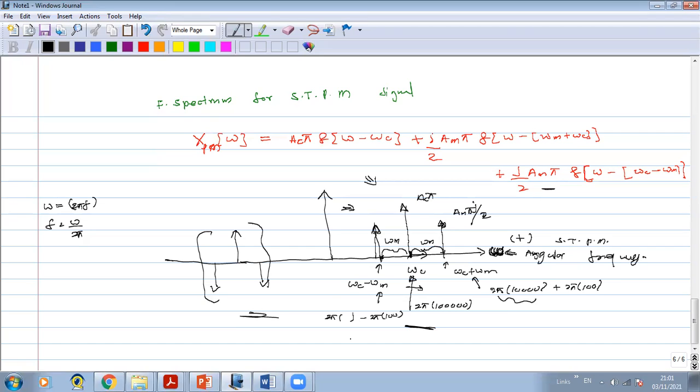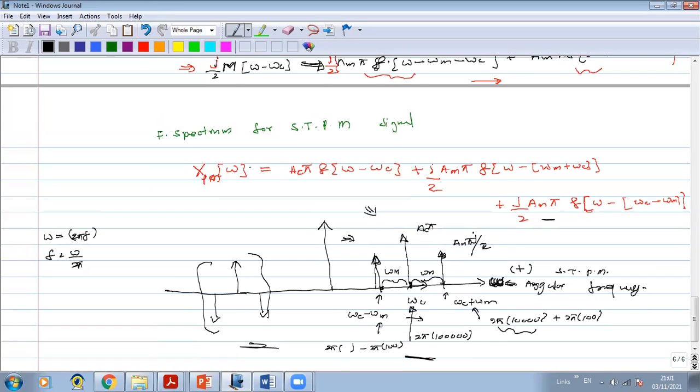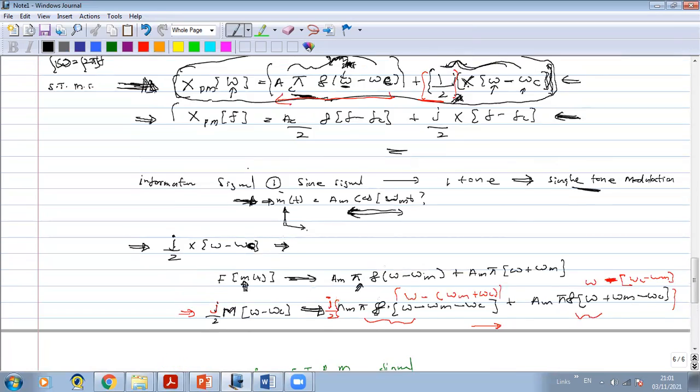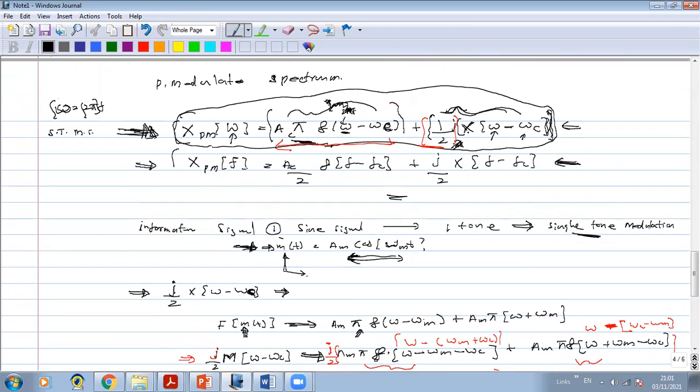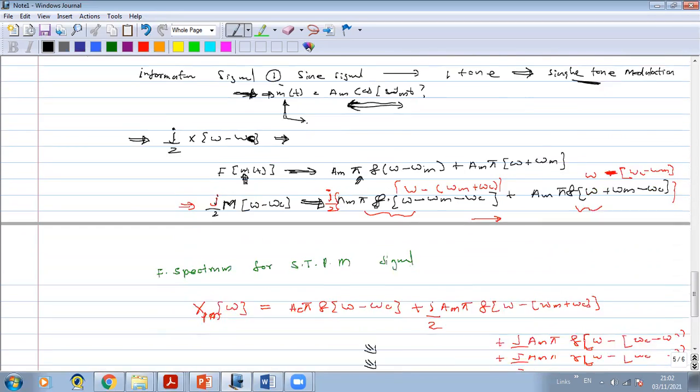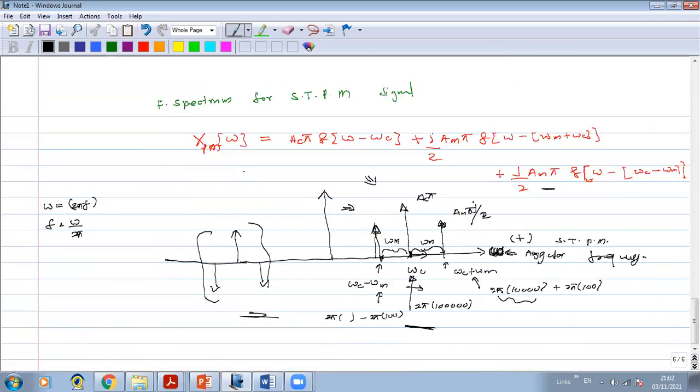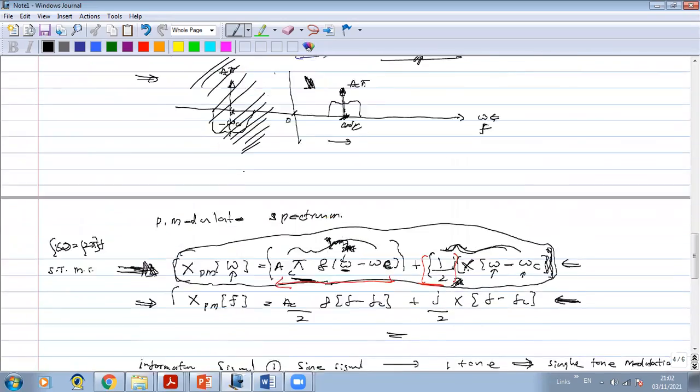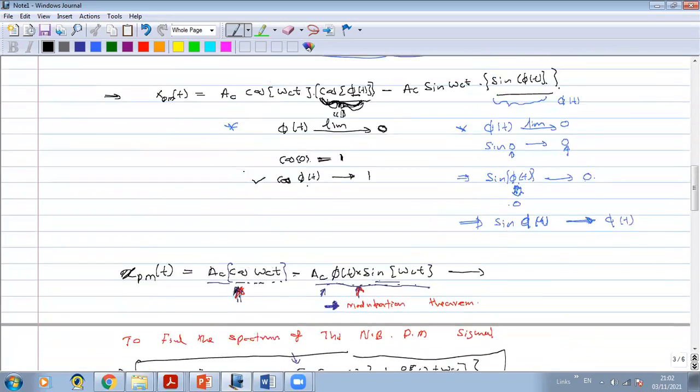So I hope you can find the spectrum of the phase modulated signal in the case of a narrowband signal, and also in single-tone modulation. I hope now you can evaluate this kind of spectrum. So we will wind up.